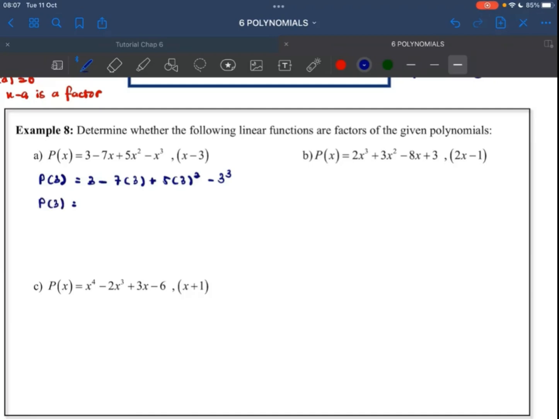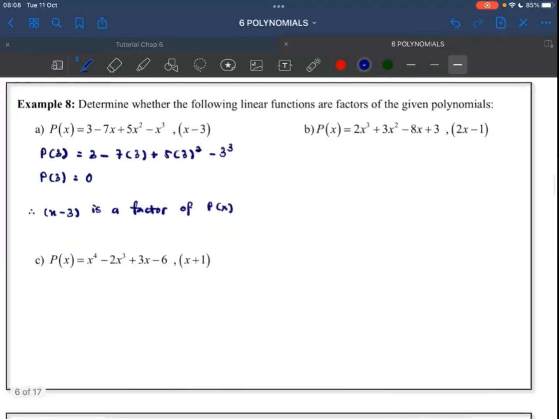3 tolak 21 tambah 45 tolak 9. 0? Ada orang kira tak ni? Zero, miss. Dapat 0. Okay, so dapat 0, that means kita boleh concludekan x minus 3 is a factor of P(x). Okay, itu je lah. So soalan suruh determine either dia ialah factor ataupun tidak. Okay, soalan B boleh buat sendiri.